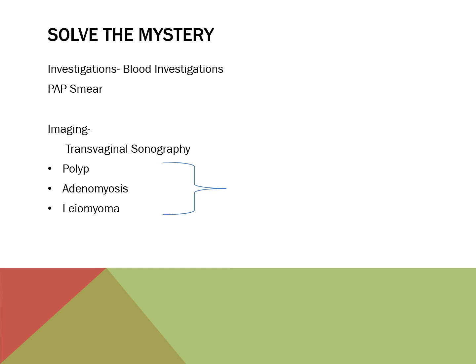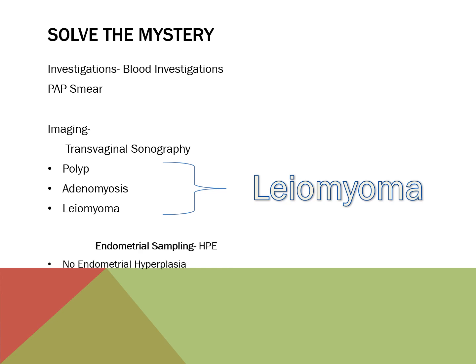For example, polyp, adenomyosis and leiomyoma can be differentiated on transvaginal sonography. And if you want to proceed with a confirmatory diagnosis, or you are not sure on a vaginal sonography, you can go for an MRI. But transvaginal sonography is the first investigation you will like to get this patient investigated on. From this I get differentiated that she has a leiomyoma on her transvaginal sonography.